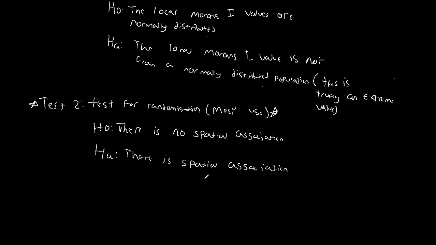So hopefully this makes sense. I know it's a little confusing because we have the two different tests. Just keep in mind that the test for randomization is the one that you're most often going to use, because it is specifically testing whether or not my zi value matters to me, relative to if I could have the zi value of any other polygon in the data set and it wouldn't really matter.